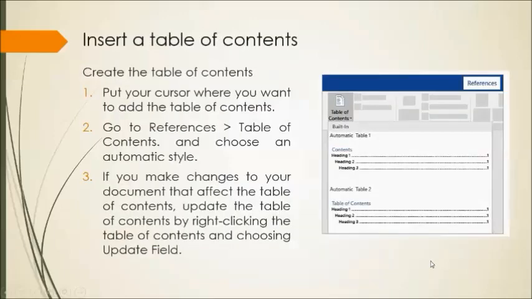Next, how are we going to insert a table of contents? Number one, put your cursor where you want to add the table of contents. Number two, go to References, Table of Contents, and choose an automatic style. So we have on the screen the selected style of reference for the table of contents. Number three, if you make changes to your document that affect the table of contents, update the table of contents by right-clicking the table of contents and choosing Update Field.